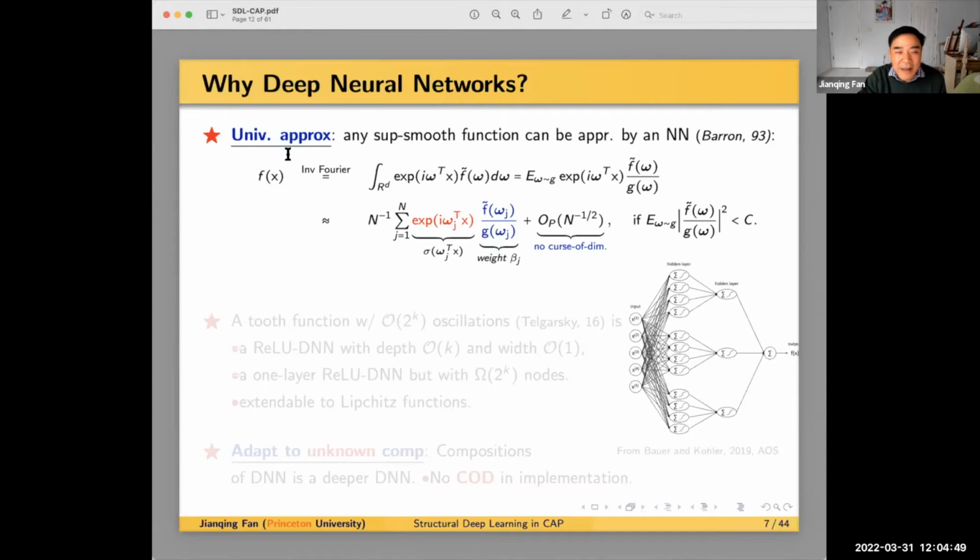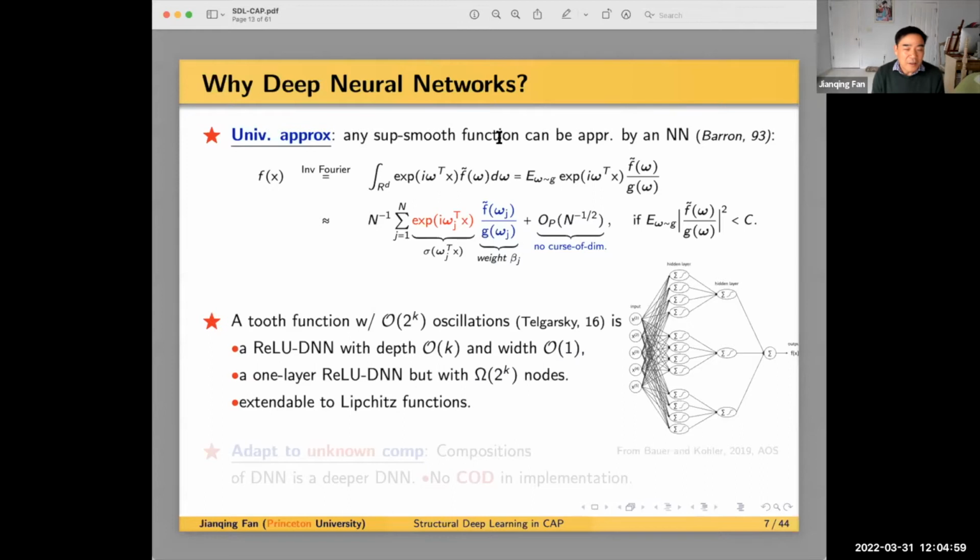And this of course requires some conditions, and this condition is basically saying that the function has to be very smooth. Now, why deeper? There is theory basically saying that if you give me a univariate box function or tooth function with this many oscillations, and you only use a one-layer neural network, you really need this many neurons. But if I use k layers, then you really need only this many layers, each of order one. So this basically shows that deeper is better. And then most functions can be approximated by Lipschitz functions. So we do that.